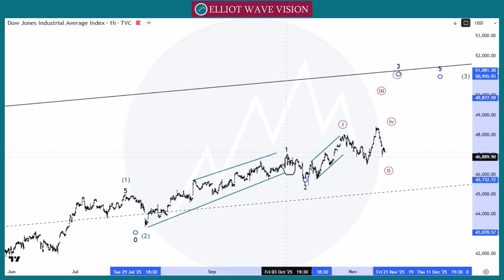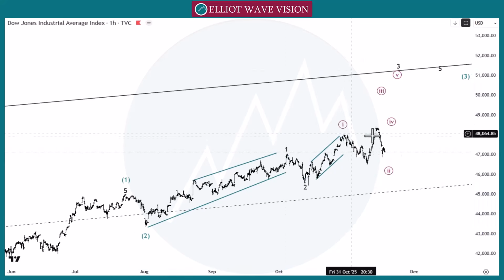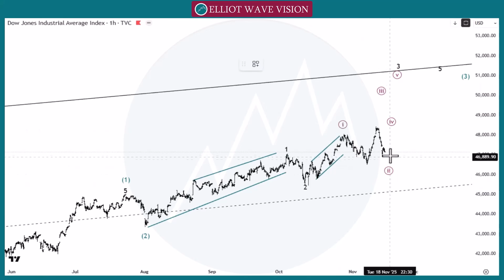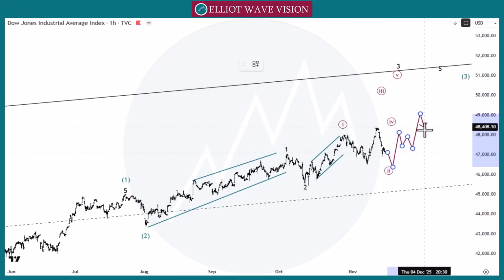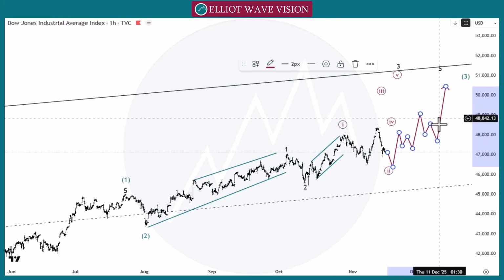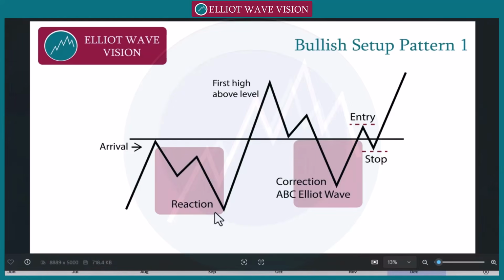Now we are looking for this correction. We need to wait for this correction to complete. Then the market gives us arrival, reaction, first high above level A, B, C. Then we will go towards 50,000 like this. Arrival, reaction, first high above level A, B and C. Then after this correction, we can go with this wave B, or we need to wait for the impulsive move. We shift our entry point from this wave B to the new high of this impulsive move, and then we shift our entry point back to this wave B.